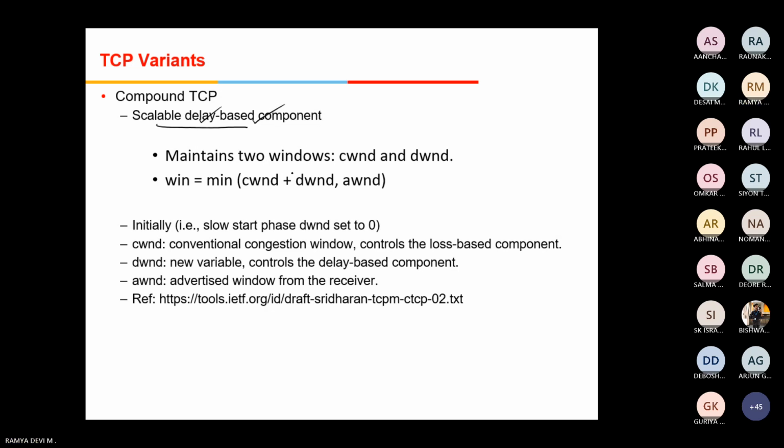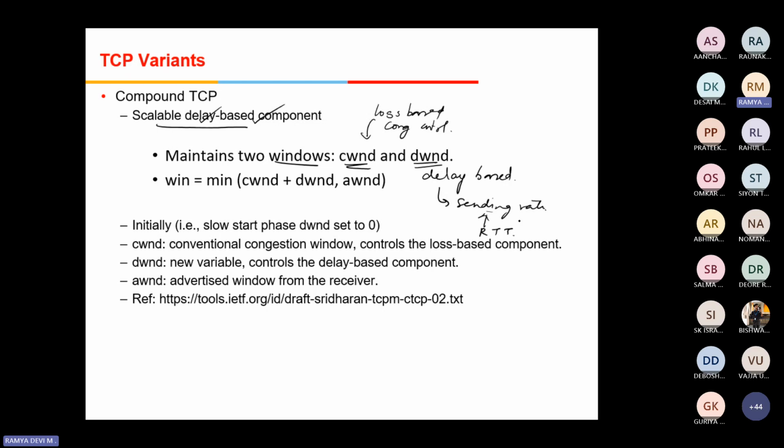Right. So we'll see the unique feature of CTCP. It maintains two separate windows. One is the congestion window and the next one is the delay-based window. The congestion window handles the loss-based congestion control. And the delay-based window will adjust the sending rate based upon the RTT variations. Whichever is minimum will be taken for the window size.